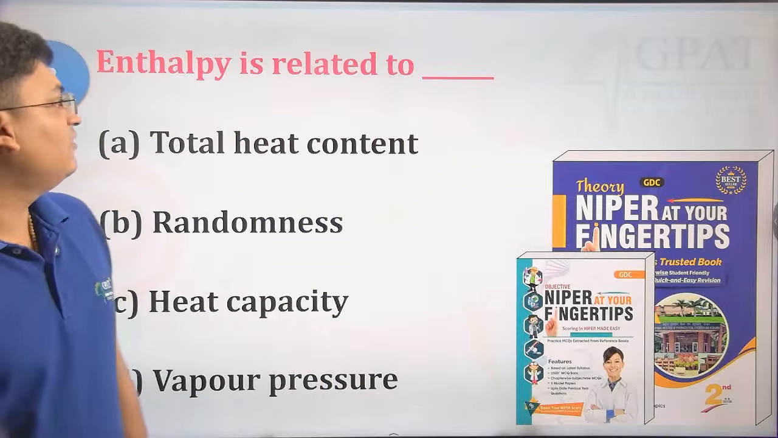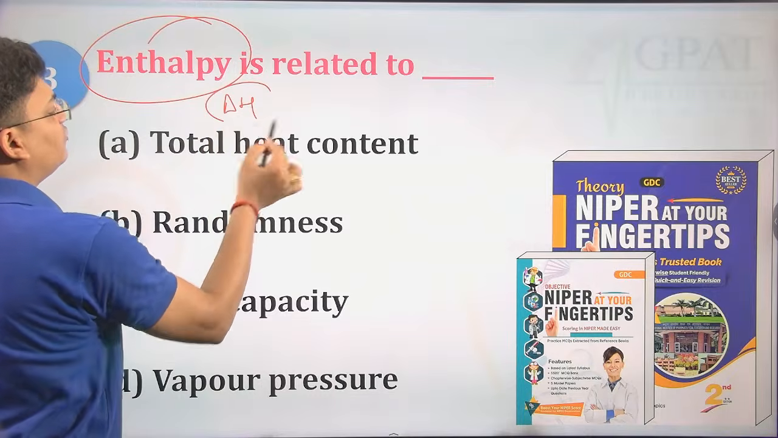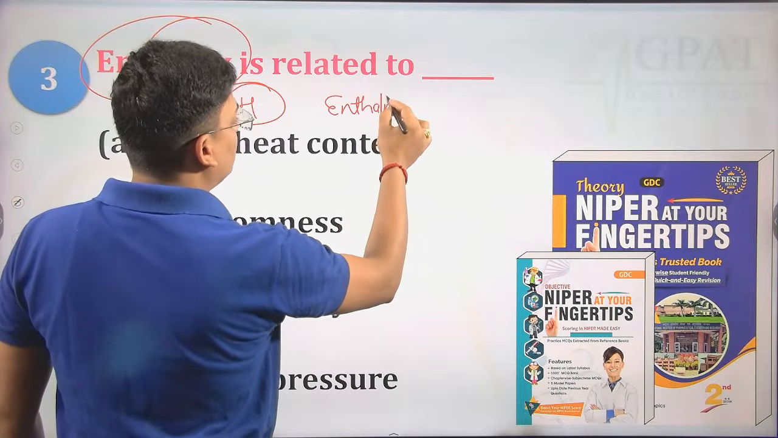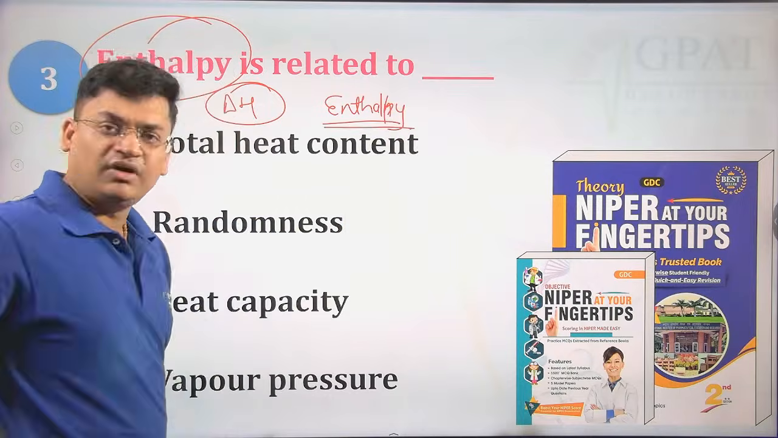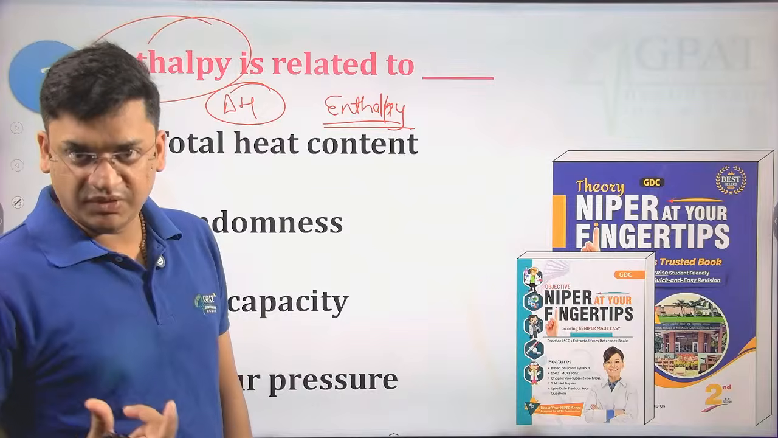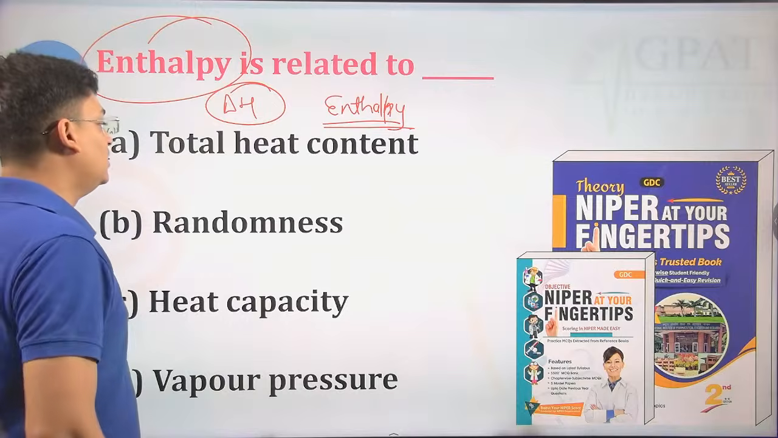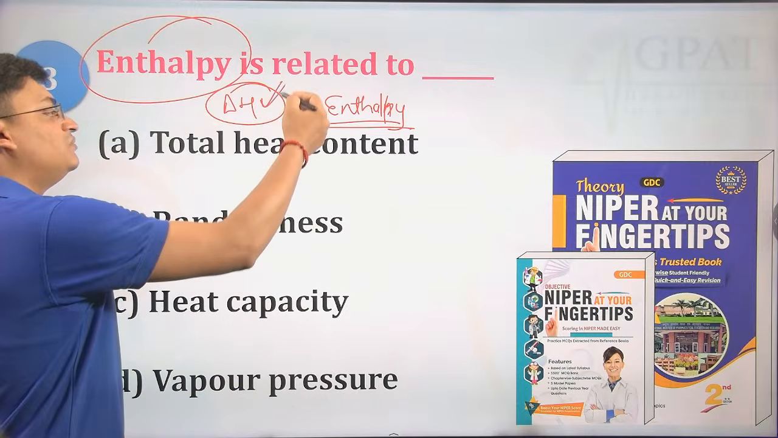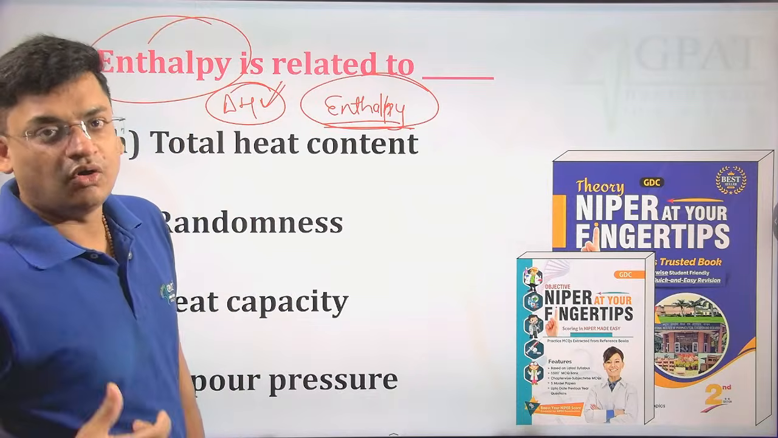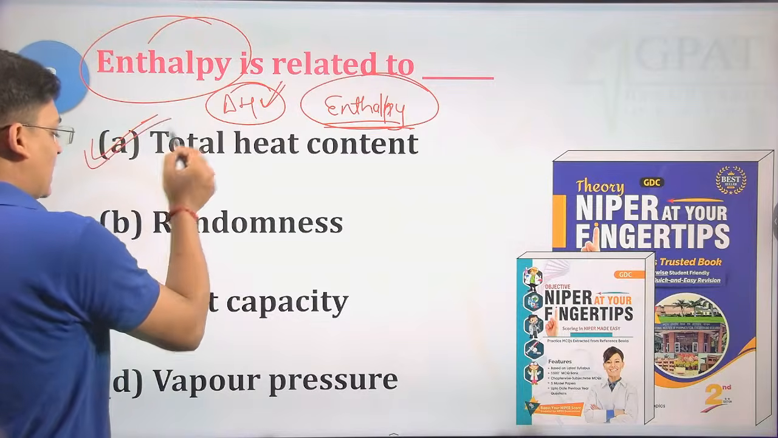Okay, next we have: enthalpy is related to what? Enthalpy is the total energy content of a system. How much energy a system actually has, that is its enthalpy, and we always measure the change in enthalpy. Enthalpy is the net amount of heat the system has. So total heat content, yes, that is the right answer.